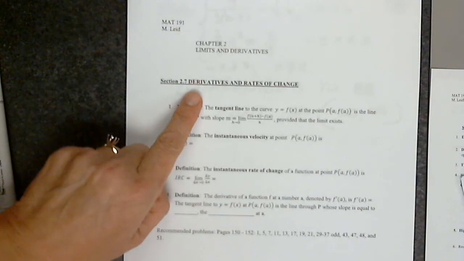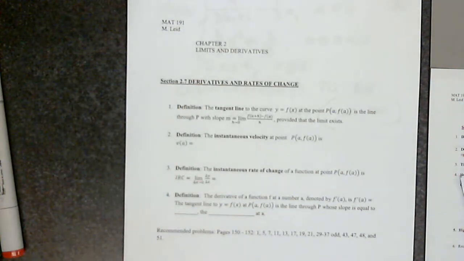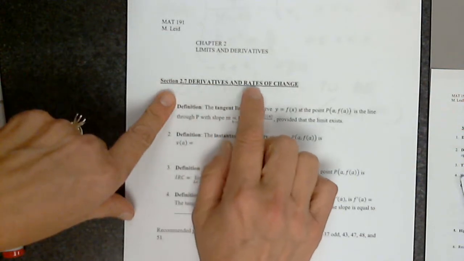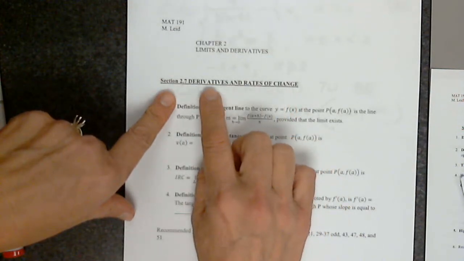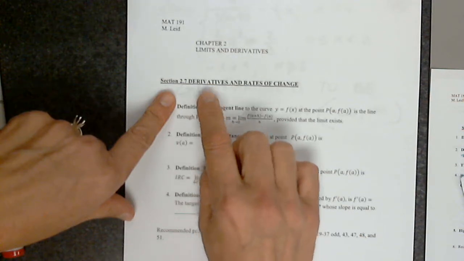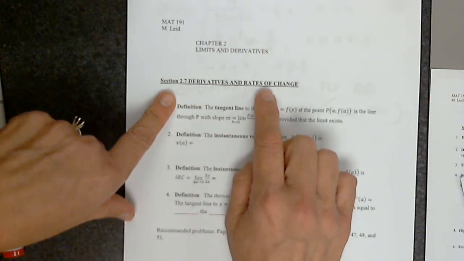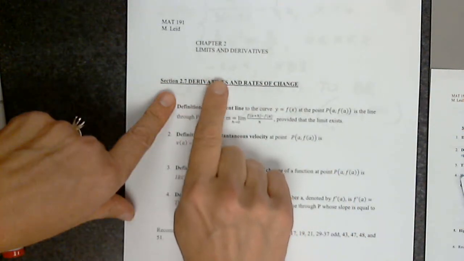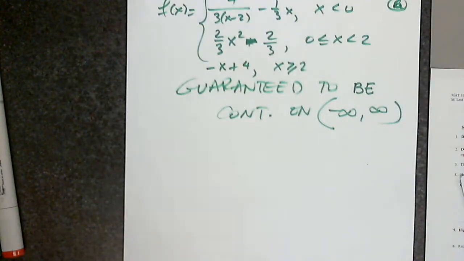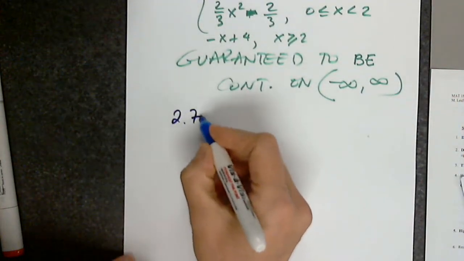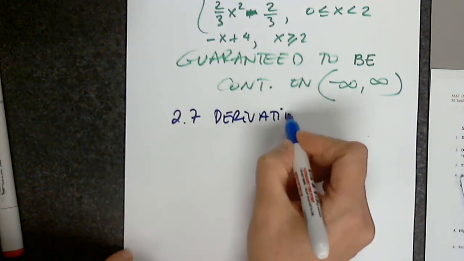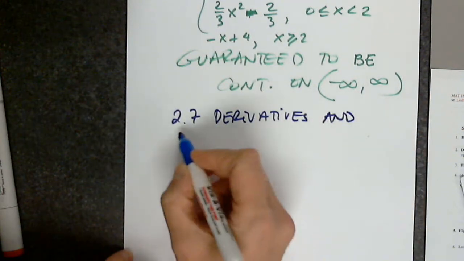So we have 2 more things to discuss today, and one of them is section 2.7, derivatives and rates of change. I have not defined what a derivative is yet. We do know what a rate of change is already, but I have not explained what the word derivative means yet. Okay, so let's go back to 2.7, derivatives and rates of change.